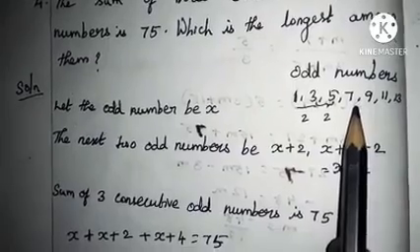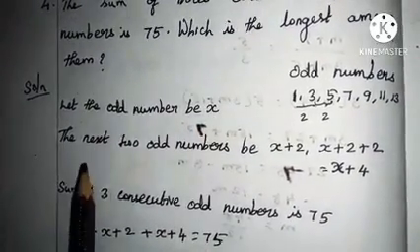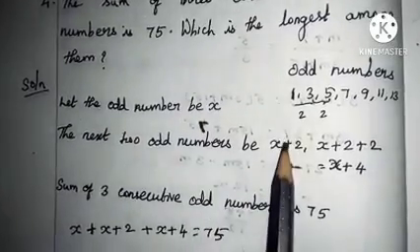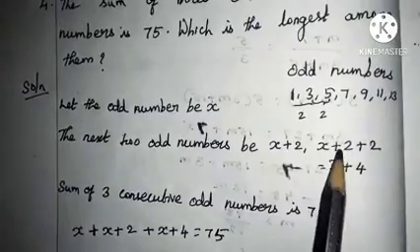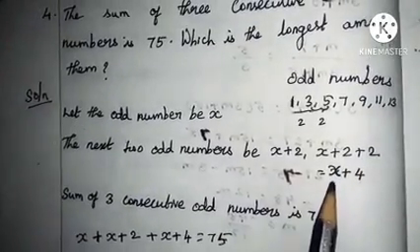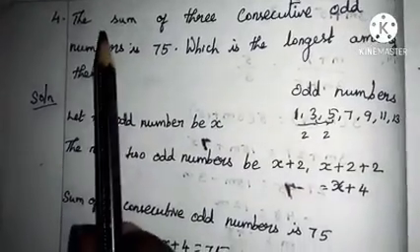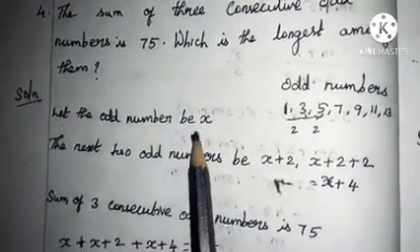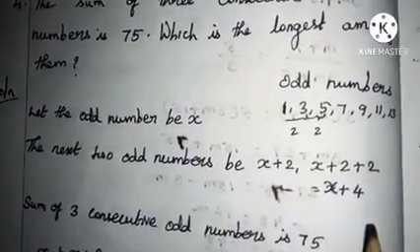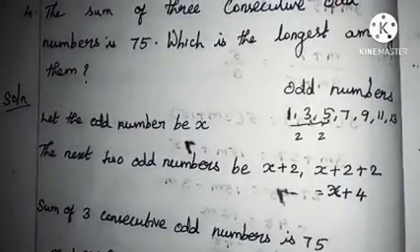So we are taking the odd numbers as follows. If we take the first odd number to be x, then the next odd number is x plus 2. And the third odd number will be x plus 2 plus 2, that we get as x plus 4. In the question they have given the sum of three consecutive odd numbers. Here the odd numbers are x, x plus 2, x plus 4. If we add all these three odd numbers, we get the sum as 75.